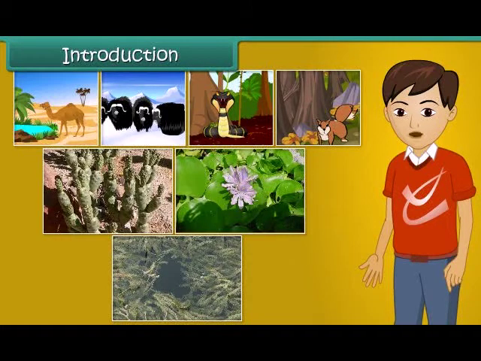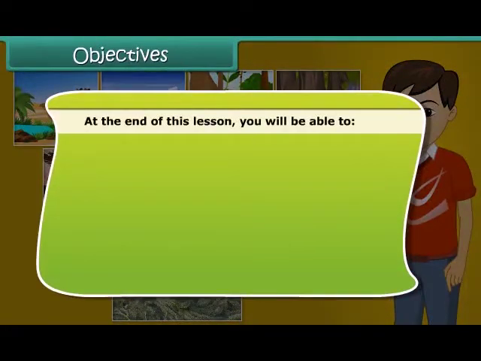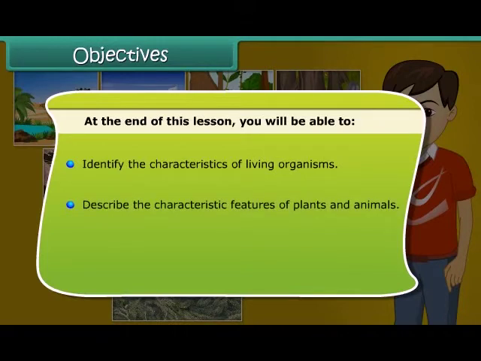All plants and animals develop different features that help them to survive in their surroundings. Let us learn more about the living organisms and their surroundings. Objectives. At the end of this lesson, you'll be able to identify the characteristics of living organisms, describe the characteristic features of plants and animals.